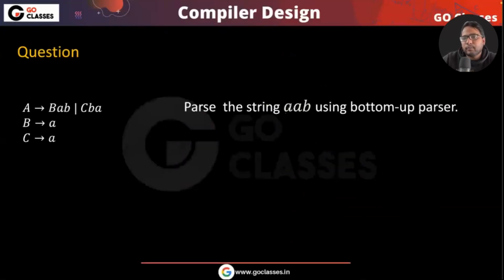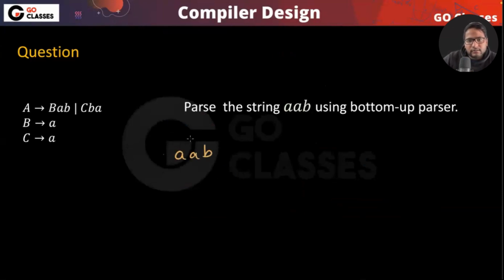Now tell me, can you parse this AAB? Let's just parse this AAB. So currently, this is in the stack: A, B. I think this should get reduced to, okay. Now tell me, should it get reduced to B or C? What do you think? It should get reduced to B.